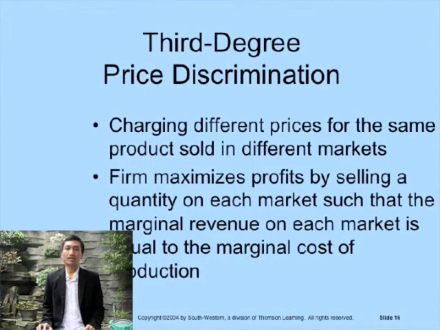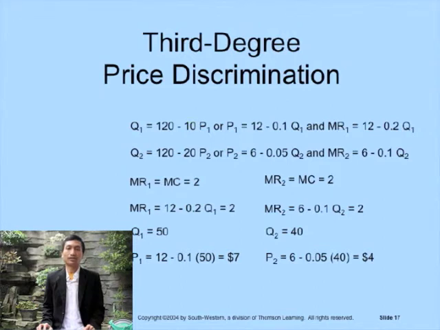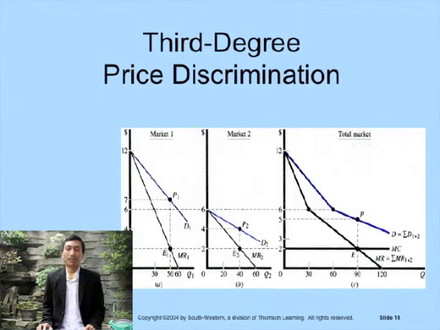Third degree price discrimination is charging different prices for the same products sold in different markets. The firm maximizes profits by selling a quantity in each market such that the marginal revenue in each market is equal to the marginal cost of production. This is the example of calculation. There are many examples of the implementation of third degree price discrimination. One of them is provided by an electricity company. The electricity company will charge higher rates for residential users than commercial users.